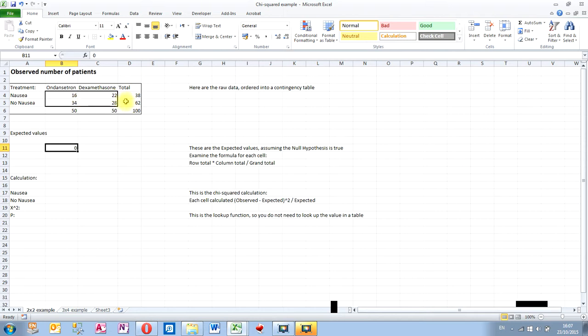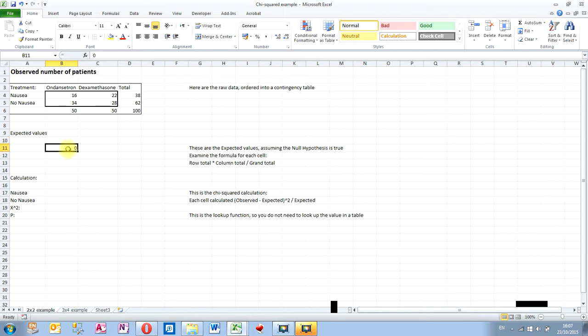So we can see from this that 38 out of 100 in total had some kind of nausea, whereas in the ondansetron group it was 16 out of 50. Now the question we ask is, is this difference significant? So the first thing we need to do is construct a table of the expected values. What would we expect it to be if the null hypothesis were true? Okay, well, the way we do that is we make it here.